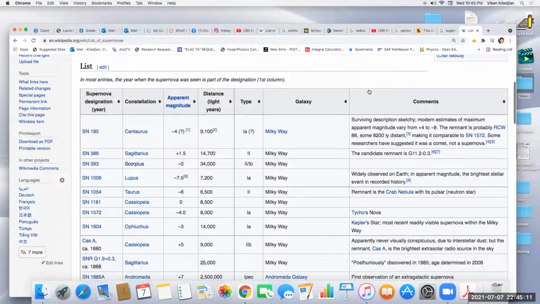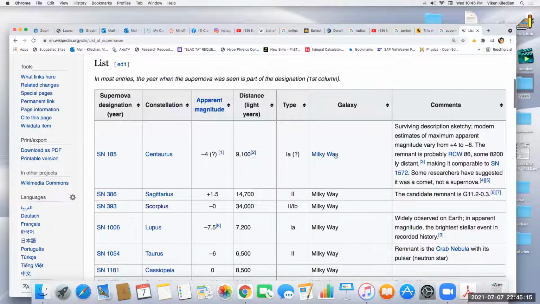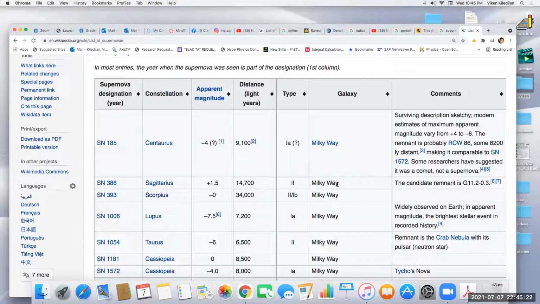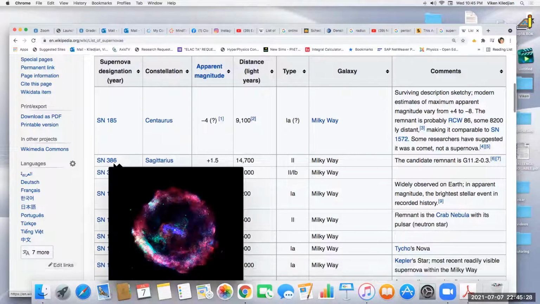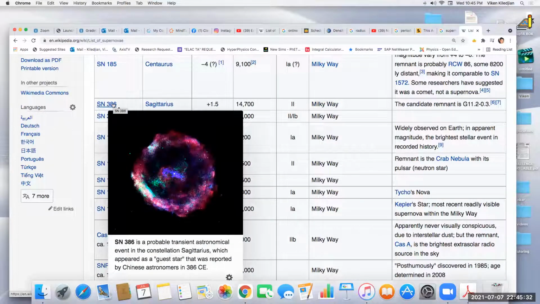Let's see. Then it tells you which galaxy this is in. Milky Way galaxy. And it gives you a little description of that. So this is the one in the year 386 AD. God, these are wonderful pictures, imagine. So essentially, this is what's giving us a lot of the heavier elements. Beautiful pictures, amazing.